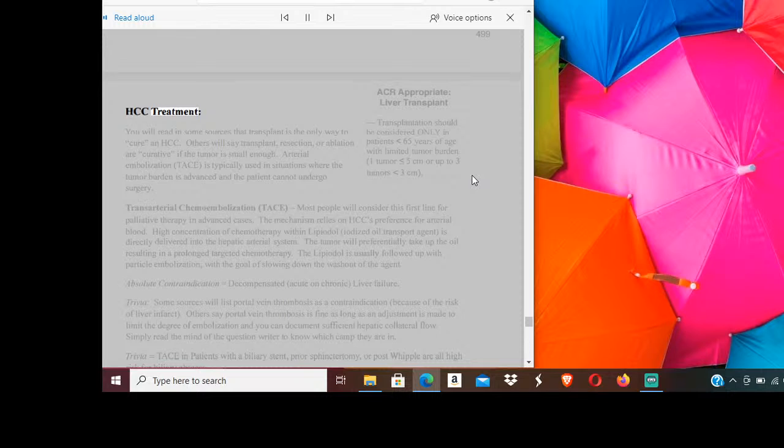HCC treatment. You will read in some sources that transplant is the only way to cure an HCC. Others will say transplant, resection, or ablation are curative if the tumor is small enough. Arterial embolization, TACE, is typically used in situations where the tumor burden is advanced and the patient cannot undergo surgery. ACR appropriate, liver transplant: transplantation should be considered only in patients under 65 years of age with limited tumor burden, a tumor under 5 cm or up to 3 tumors under 3 cm.